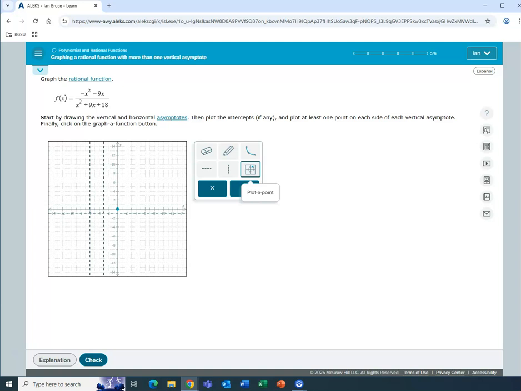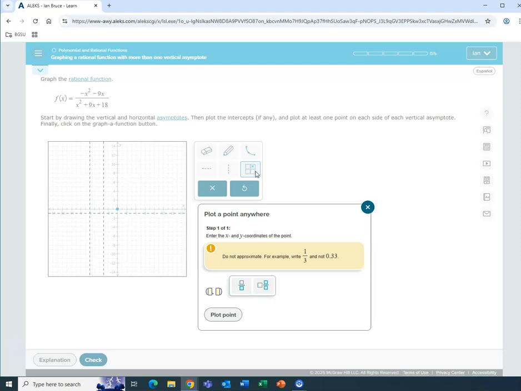After that, we are going to find the x-intercepts by setting the numerator equal to 0 and solving for x. When we do all of that, our x-intercepts are going to be x = 0 and x = -9. So we can go to the plot point tool again and put x = 0, like we already have here, and then x = -9, just as so.